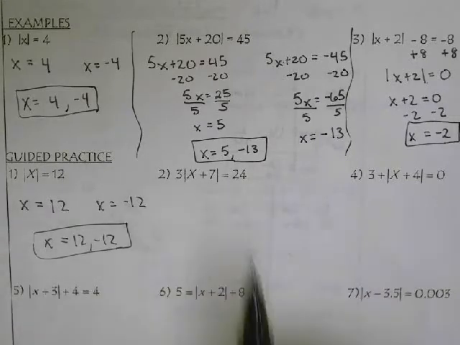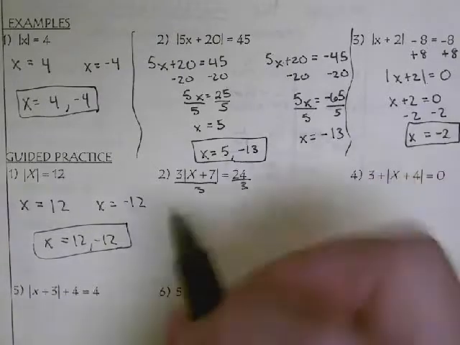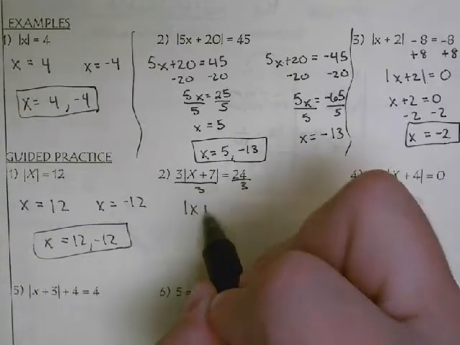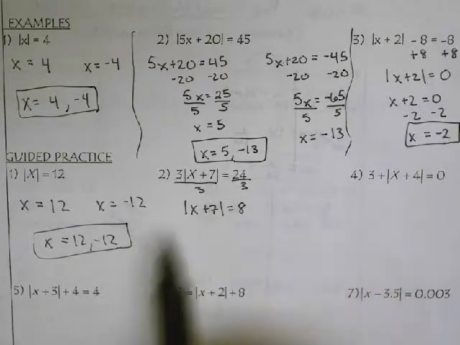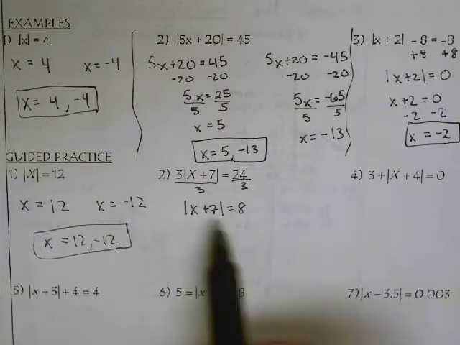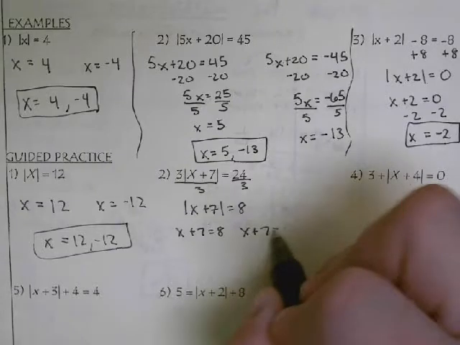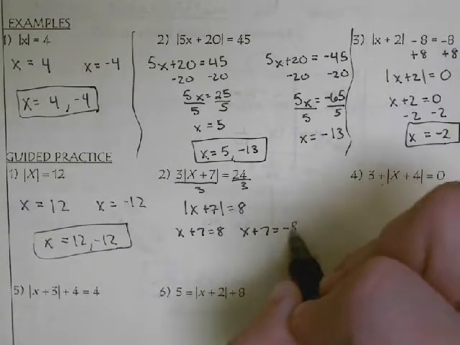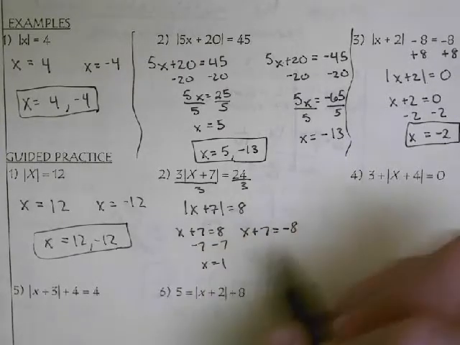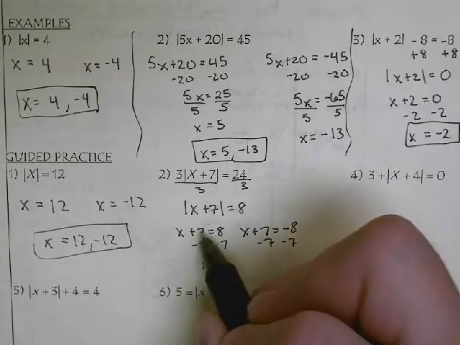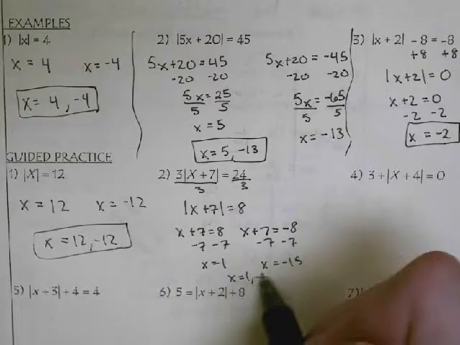Number 2, I actually have to isolate the absolute value before I can move forward. So I have the absolute value of x plus 7 is equal to 8. Now my absolute value is isolated, so I can set the inside of the absolute value equal to the positive and the negative, and I solve both equations. Subtract 7, x equals 1. Subtract 7, and x equals negative 15. So we get x equals 1, negative 15.